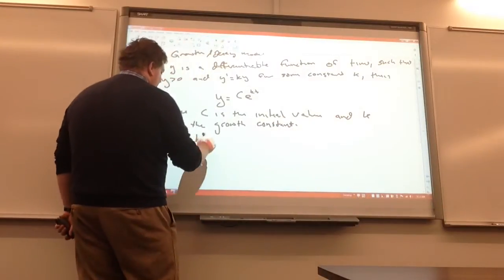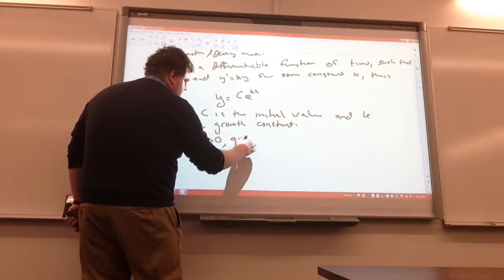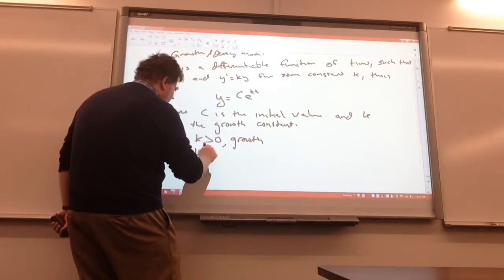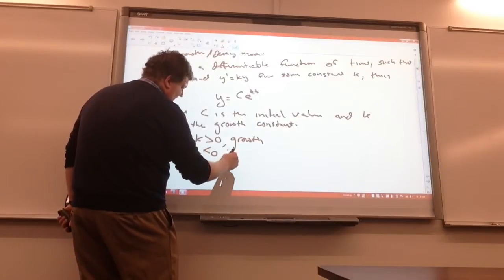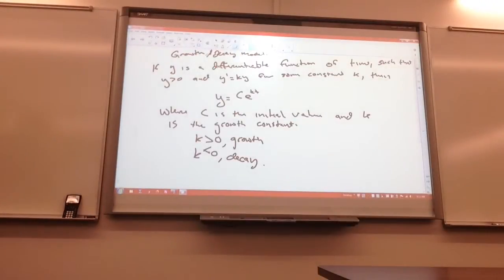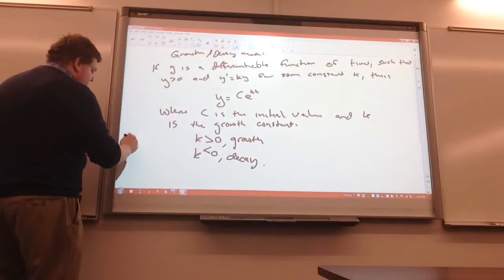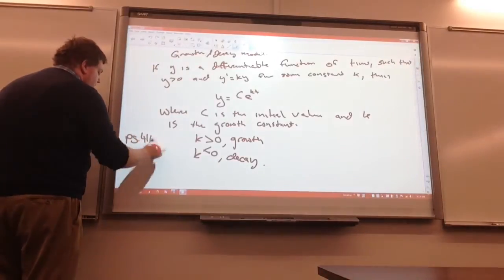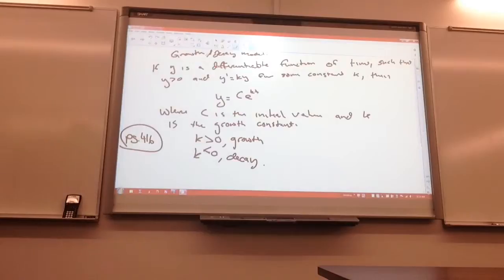If k is greater than 0, we have a growth equation. If k is less than 0, we've got decay. So that's the full model for growth and decay, all written up nicely together. Again, this is in the book, page 416. If you want to add it to your notes, it's a definition, so it's good to do. But I want to move on to the actual model.